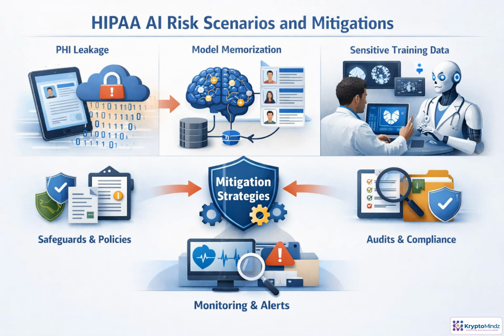AI changes the HIPAA risk picture. PHI can leak through prompts, training data, model outputs, logs, or unsafe clinical advice. In this section, we'll turn those risks into practical safeguards, monitoring, policies, and audit-ready evidence.